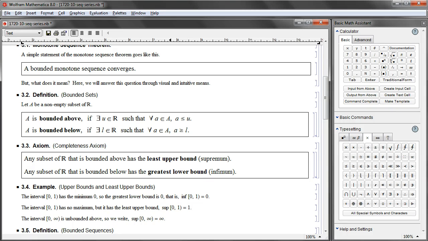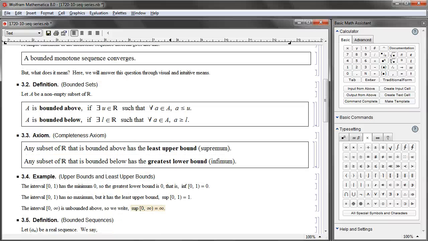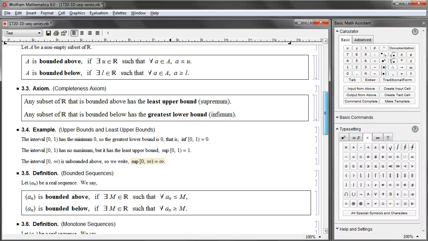The interval [0, 1), this half closed, half open interval, has no maximum. 1 is the only candidate, but that's not part of this set, so it has no maximum. However, it does have the least upper bound, and that's 1. How about the interval 0 to infinity? That's unbounded, so the supremum, least upper bound, is infinity. But infinity is not really a part of the real number system, so it is equivalent to say the supremum does not exist.